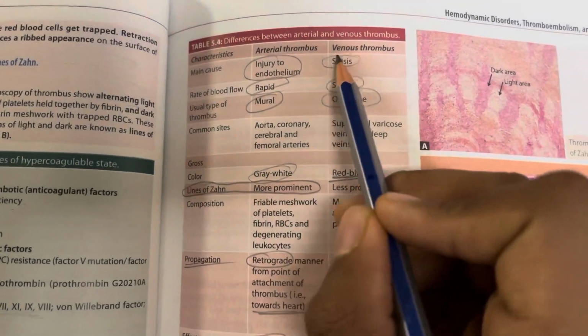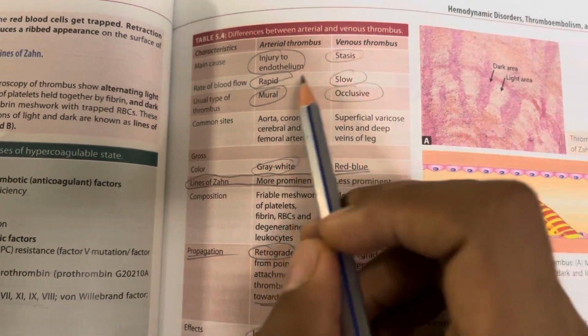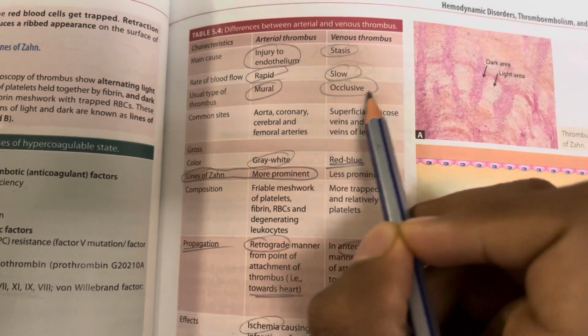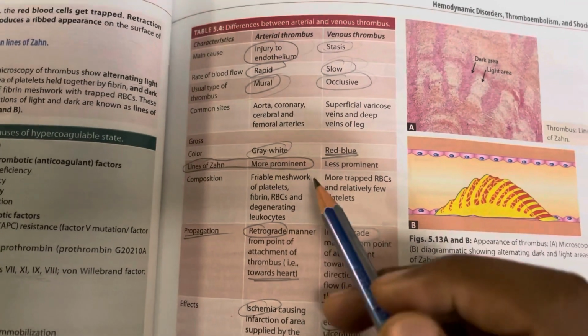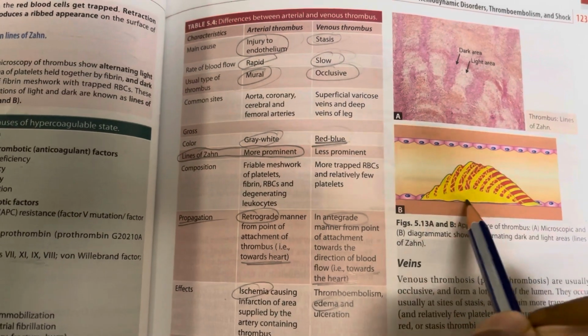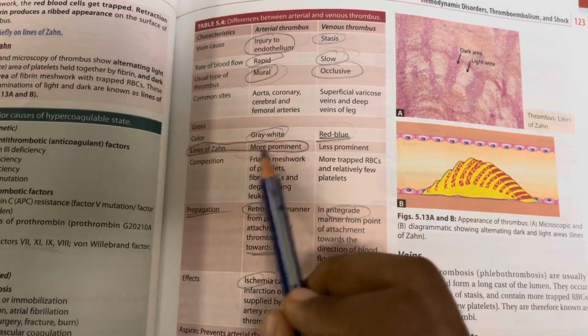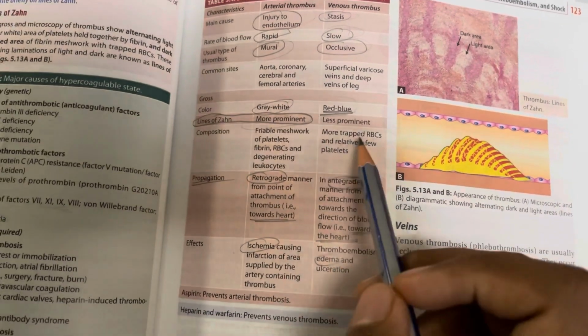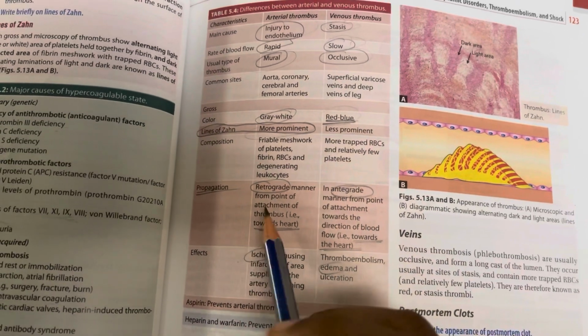Basically, venous thrombus is caused by stasis and arterial thrombus by injury to the endothelium. Rate of blood flow is slow in venous thrombus and it is occlusive, whereas it is mural in arterial thrombus. Color is red-blue in venous thrombus and grey-white in arterial thrombus. Lines of Zahn are more prominent in arterial thrombi, and more trapped RBCs are there in venous thrombi.